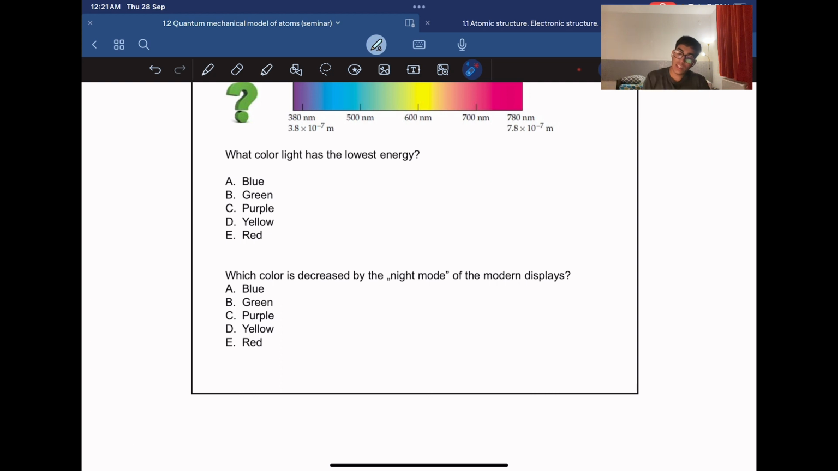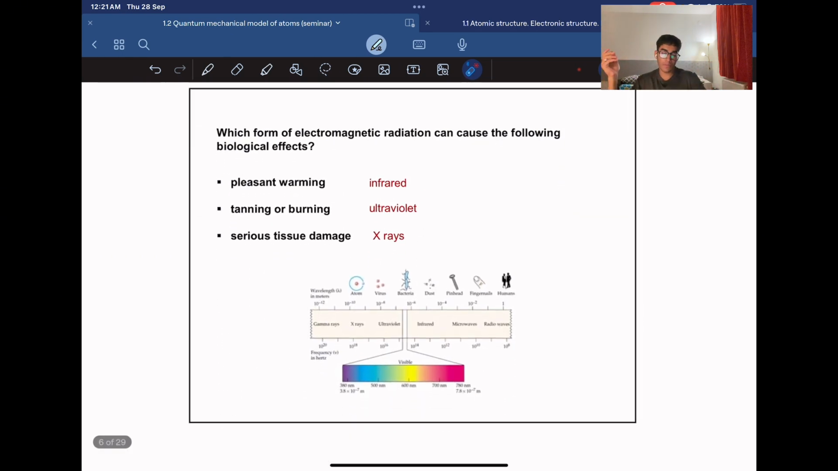Which color is decreased by the night mode of modern displays? Blue light. You're going to go to eyewear shops nowadays and you're going to see blue light blocking glasses specifically. That's a big thing now. So it's very common, it's just general knowledge.